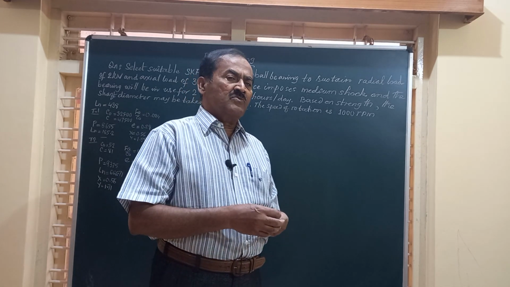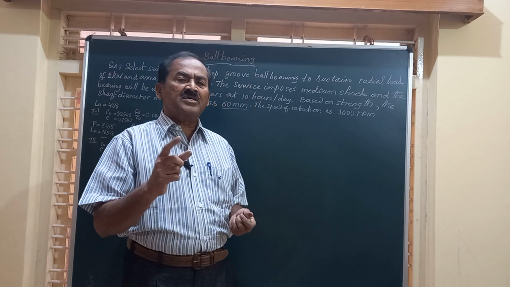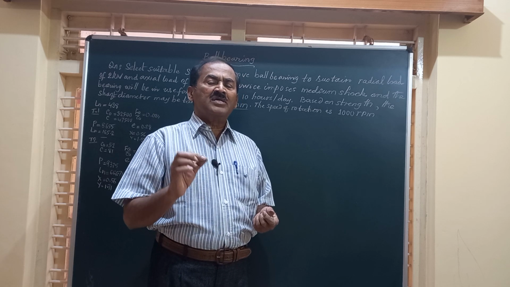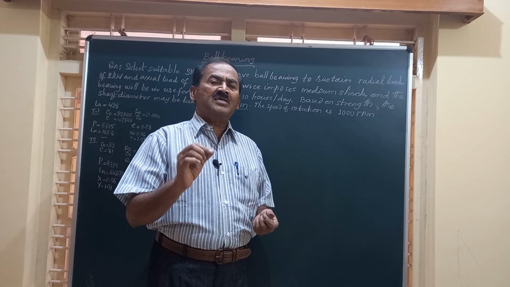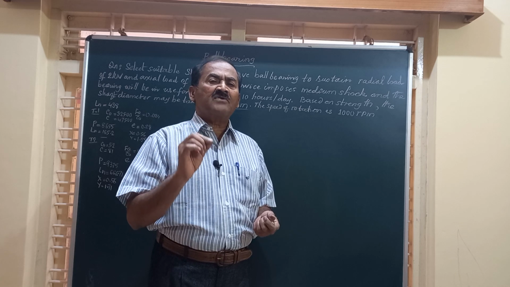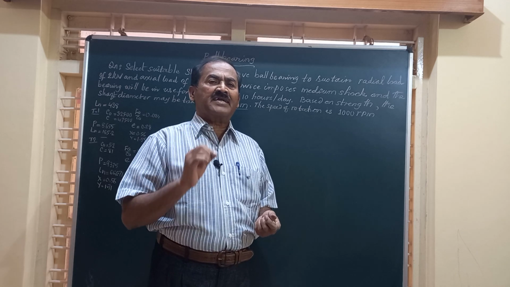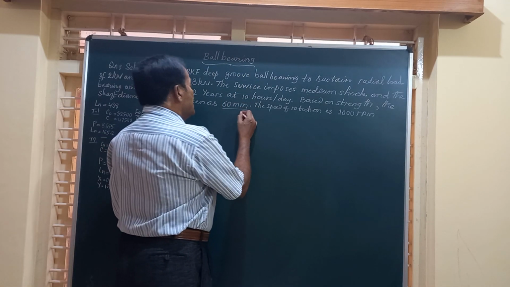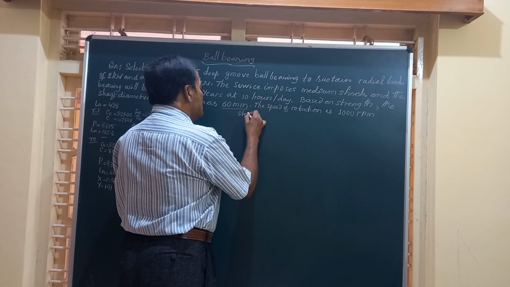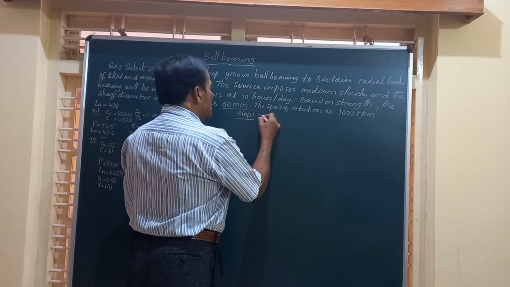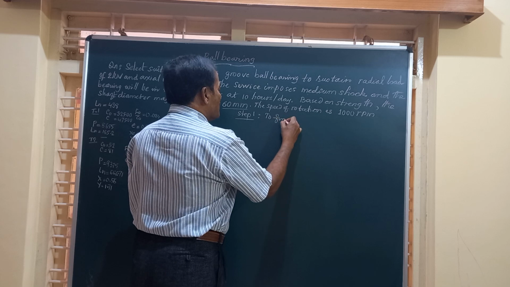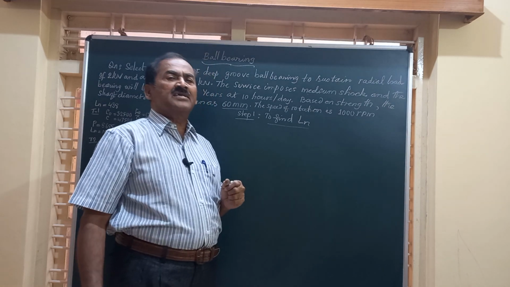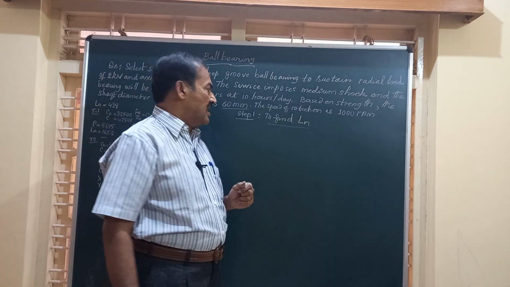Friends, whether the diameter of the shaft is given to us or not, the first step we do is we find out the LN, the life of the bearing expected or the life of the bearing required. And you can say here, friends, step number one, to find LN. Friends, LN means the life of the bearing in millions of revolutions, MOR.